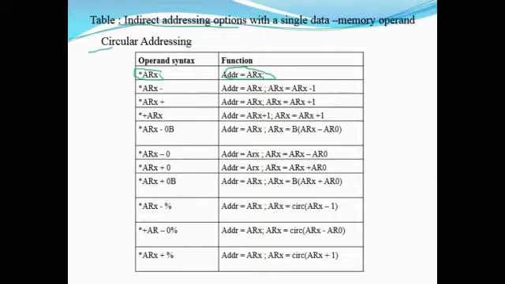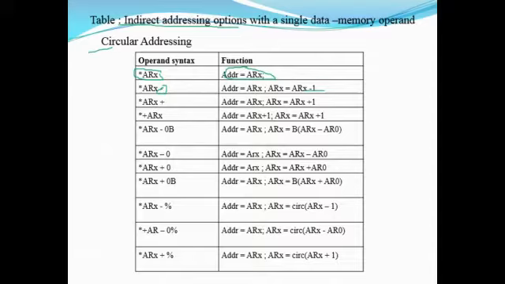Similarly, if the operand syntax is ARX minus, then the content of ARX is the address, and the content of ARX is decremented by 1. That is the sign we look into in this syntax, which is minus. Similarly, if it is ARX plus, then the address is transferred into the auxiliary register AR, and the content of AR is incremented, and the incremented content is stored in AR, or is pointed to by the AR register.